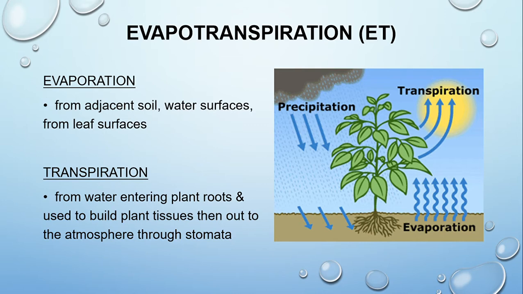And the transpiration, on the other hand, is the water that is lost from entering the plant roots, and these are used to build up plant tissues and then out to the atmosphere through the stomata or the stomates. So if we are going to add up this evaporation and transpiration, then we will have the evapotranspiration.